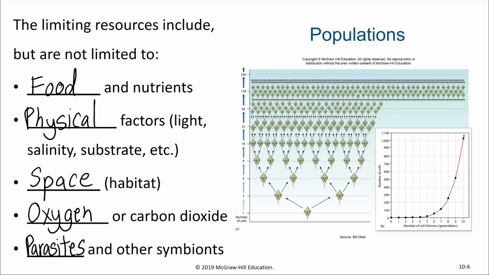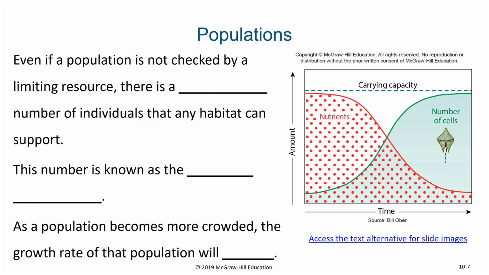And in this diagram, we can see exponential growth of dinoflagellates. If there is not a lack of any of these limiting resources, then reproduction and population size increase can happen, often in an exponential manner. However, eventually, a population is going to meet some sort of limit. Even if a population is not checked by a limiting resource, there is a maximum number of individuals that any habitat can support. And this number is known as the carrying capacity of that habitat.